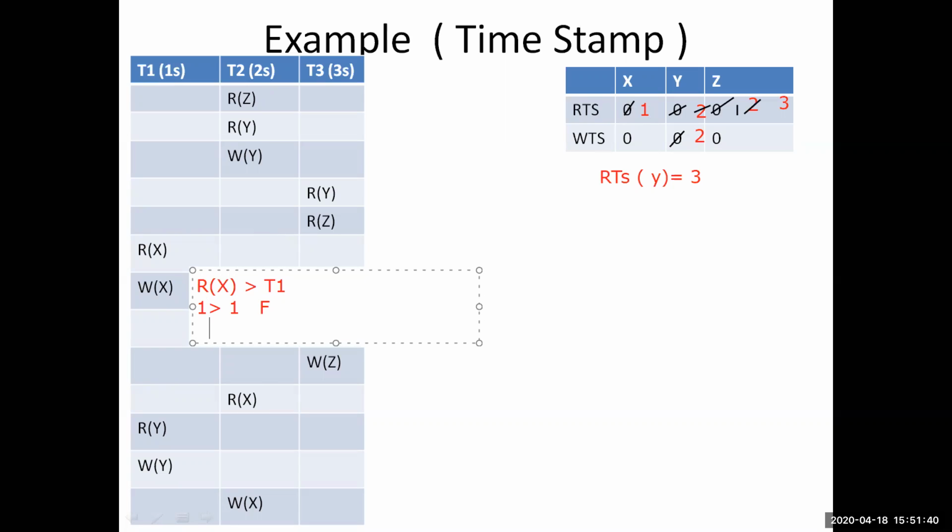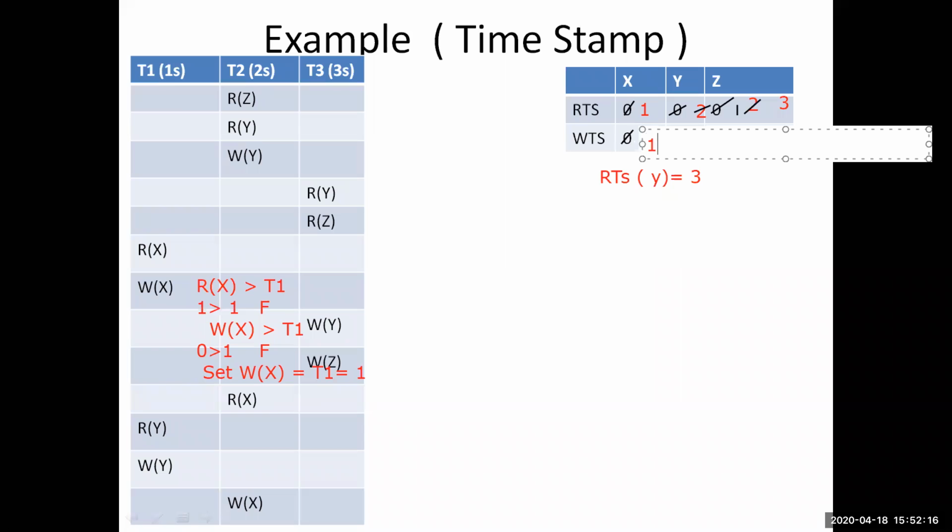We'll check one more condition as it is a write operation. So is write of x greater than T1? That is, write of x is 0, greater than 1? So again this condition is false. So set write of x equal to that particular transaction timestamp T1. So my write of x after this operation will get set to 1. Earlier it was 0, now it is getting updated with the timestamp equal to 1 for the x variable.